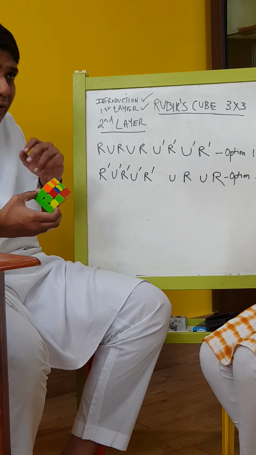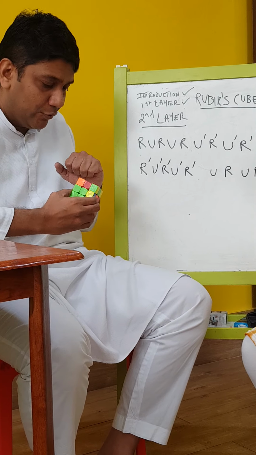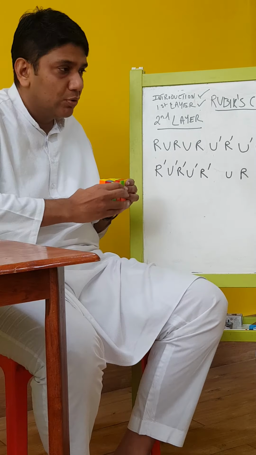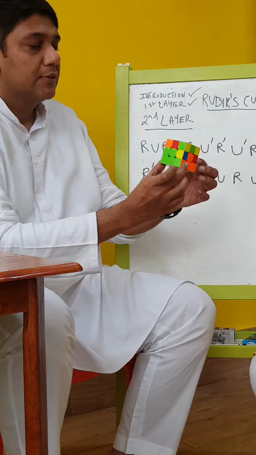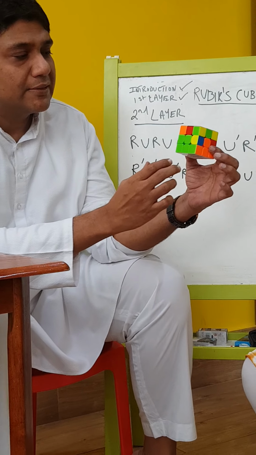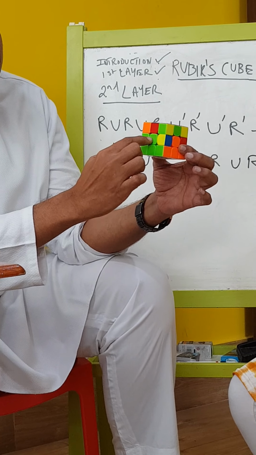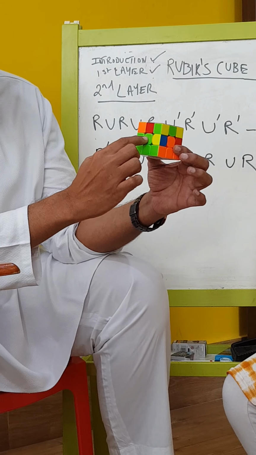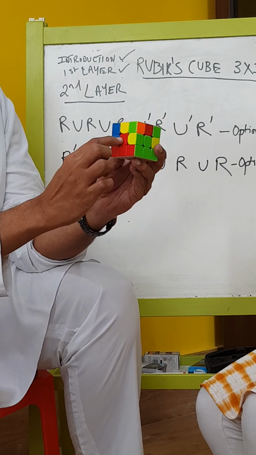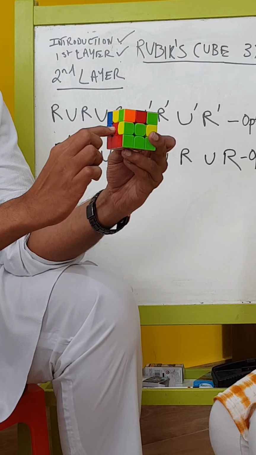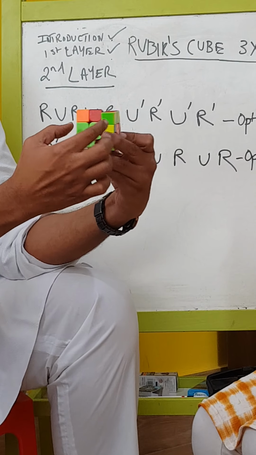So when do we use option 2 and when do we use option 1? That I will explain to you soon. To start with, please come close. First, in order to start the second layer, we need to check, let's say the second layer has got a red. We need to check where is the same red in the third layer.